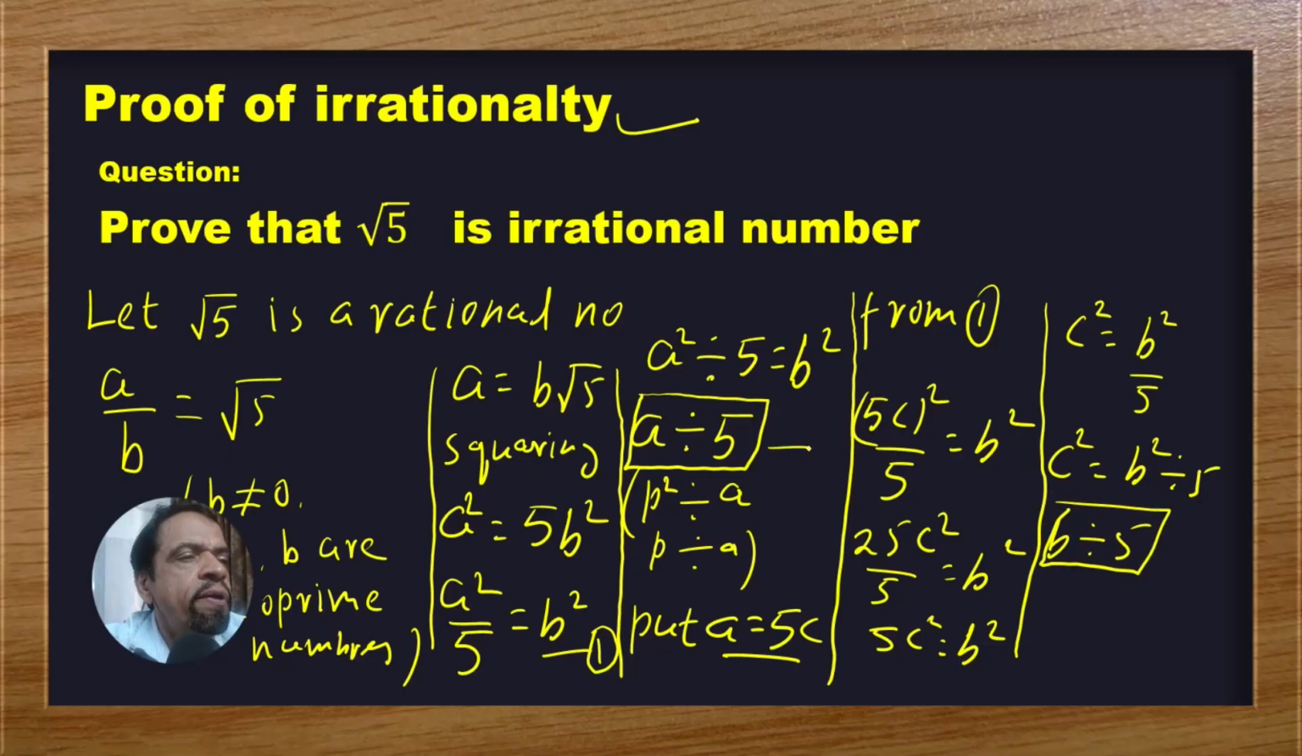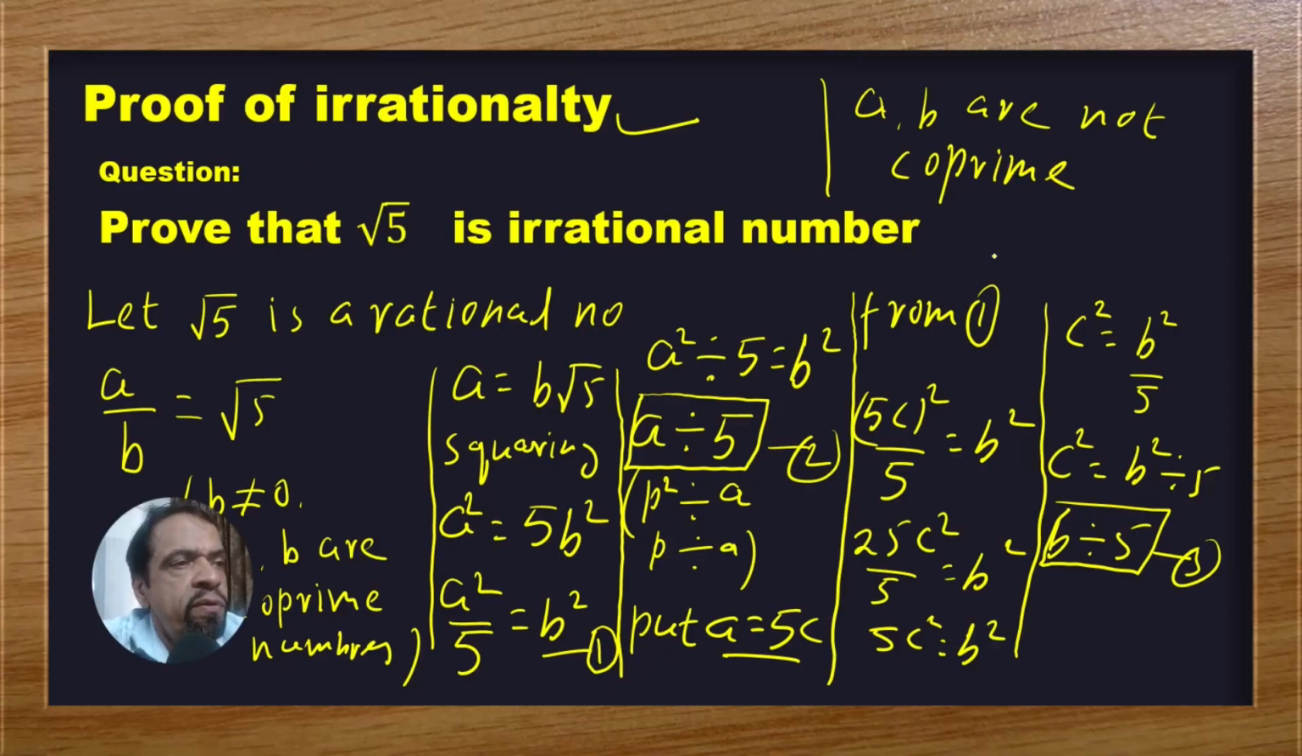Now from equation number 2 and 3, what conclusion are we getting? Listen, this is an important term. A is divisible by 5, b is divisible by 5. This implies that a and b are not co-prime. So it shows that a and b are not co-prime. So this is the contradiction. Contradiction means we supposed that it is rational, now we prove it wrong. So it means root 5 is irrational.